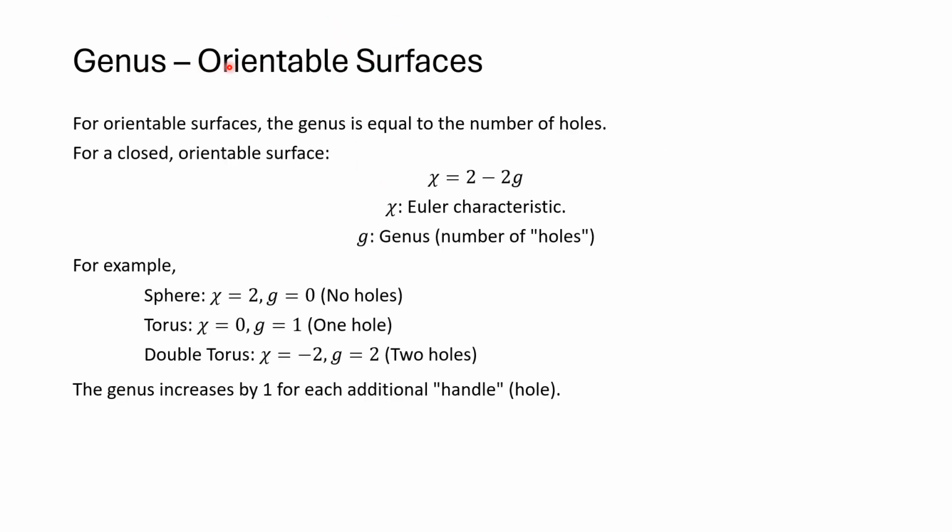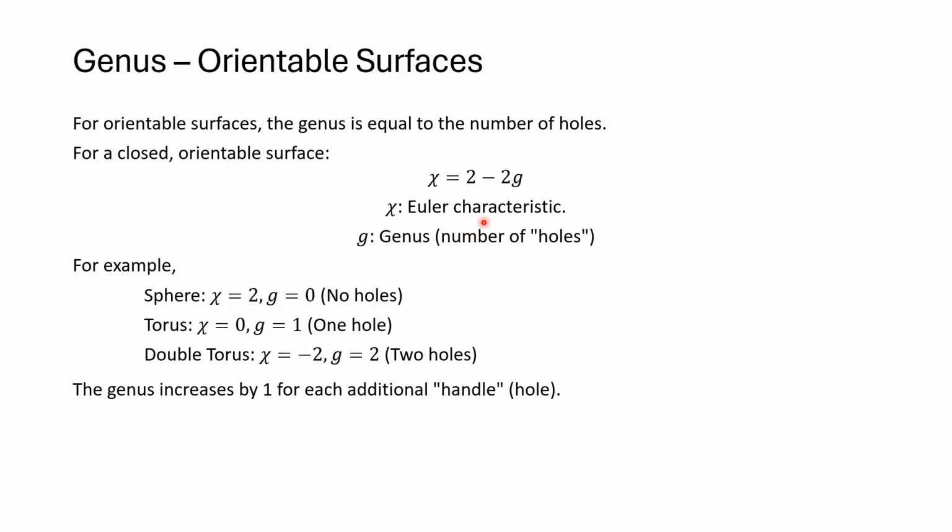So here we're going to talk about genus for orientable, I should say closed surfaces here. As I mentioned on the last slide, we're going to focus on the closed surfaces with respect to genus. So the equation for closed orientable surfaces is the Euler characteristic equals 2 minus 2 times the genus. G is the genus, the number of holes. So for a sphere, we know there's no holes, and so we just put a 0 for G, and then we get 2. We already computed that to be 2, but this is sort of another way of getting it.